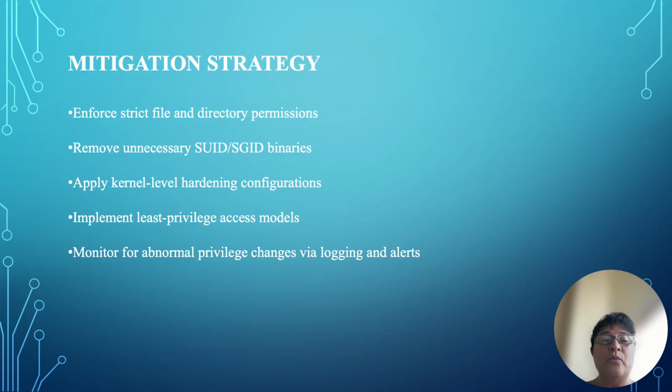So we need to remove the SUID and SGID binaries that allow executables to run with the privileges of the file owner or group rather than the executing user. While some SUID and SGID binaries are required for legitimate system functionality, unnecessary or misconfigured instances significantly increase the risk of privilege escalation. And we will be adhering to the NIST framework when we remove these binaries.